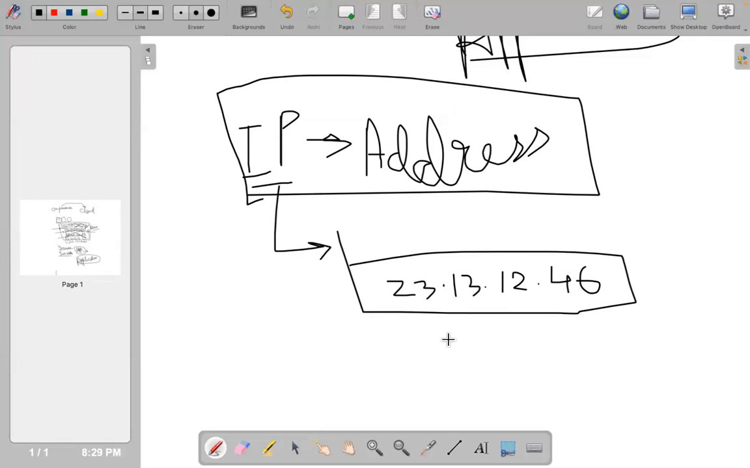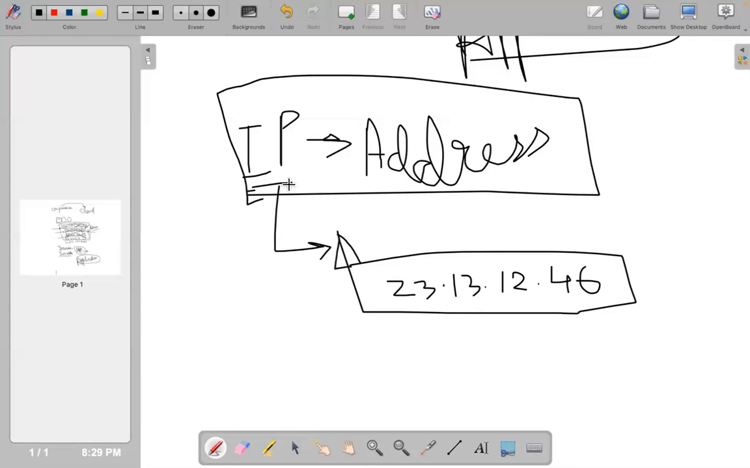So from your understanding, what I understand is that IP addressing is some numerical numbers through which we can identify any IT resources like laptops, servers, or desktops, whatever, right? Yes, sir. So that is great.